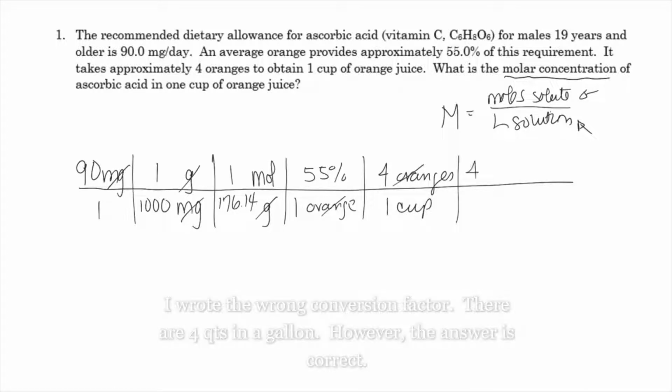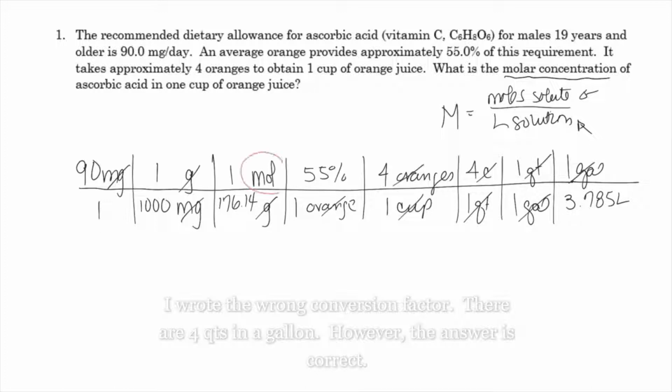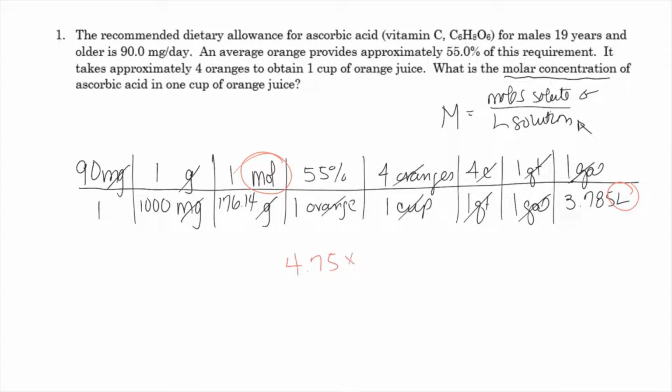So I did 4 cups is 1 quart. 4 quarts is 1 gallon. And then 1 gallon is 3.785 liters. So quarts cancels, cups cancels, gallons cancels. I am left with moles per liter. And then when I do the math and get the answer, I get 4.75 times 10 to the minus 3 moles per liter, which is also molarity.